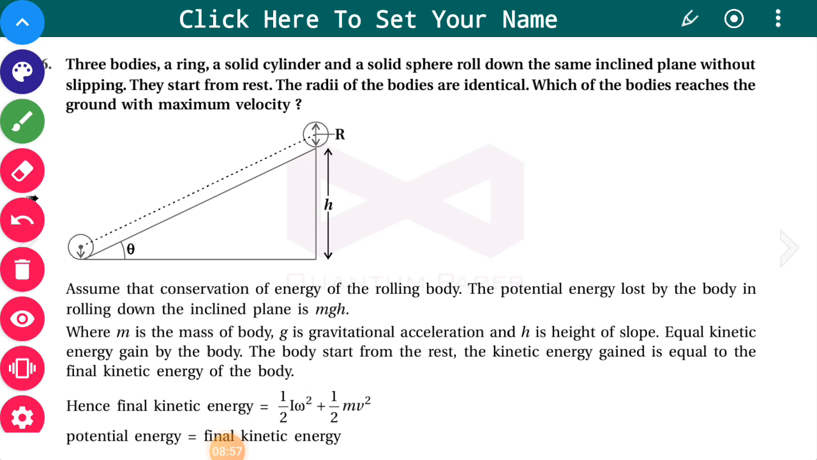Now we have 7.16. Okay, there are three different types of bodies: a ring, solid cylinder and solid sphere. Roll down the same inclined plane without slipping. They start from rest. The radii of the bodies are identical, means they are having same radii. Which of the bodies reaches the ground with maximum velocity?